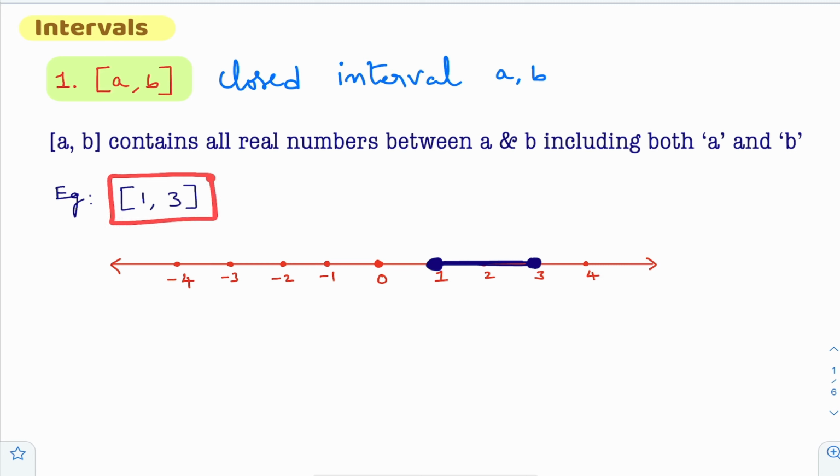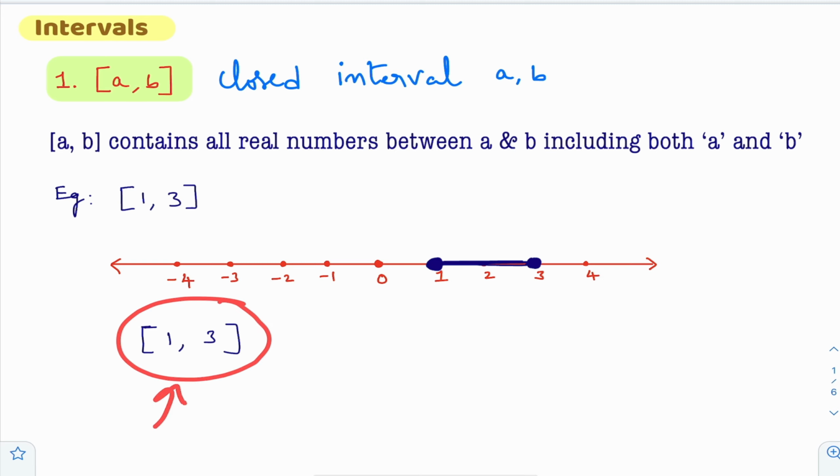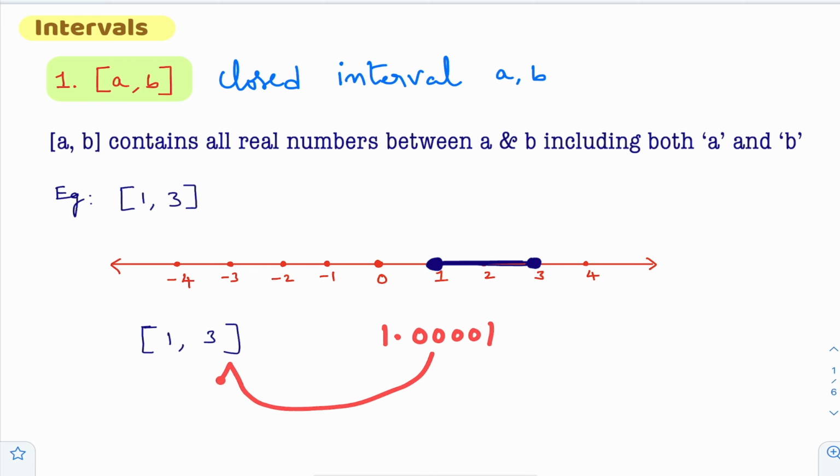Closed interval 1 comma 3 means what? Closed interval 1 comma 3 contains all real numbers between 1 and 3, including both 1 and 3. Now, a small question to you. This is closed interval 1 comma 3. In this interval, 1 is there? Yes. That's why here this dark circle is there. Is 1.00001 there in this interval? Yes. All real numbers in between 1 and 3, including both 1 and 3, are present in this interval.